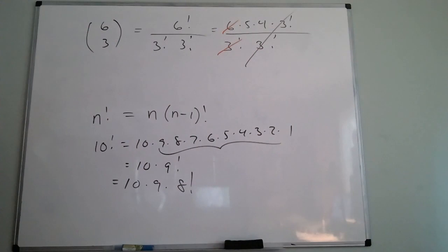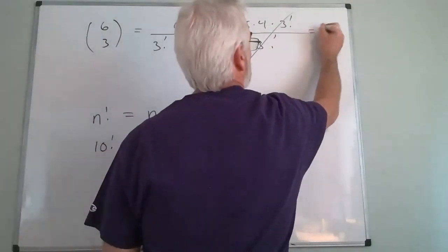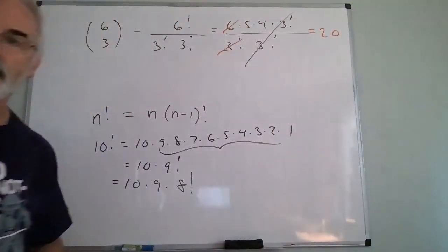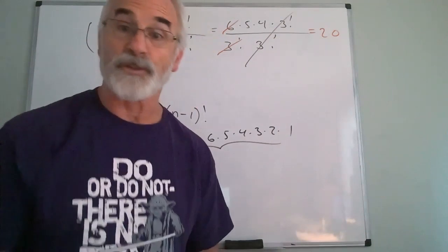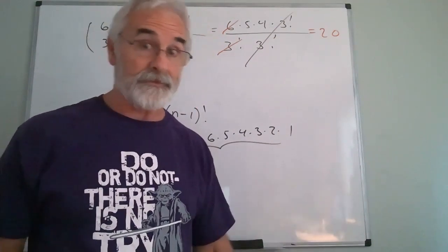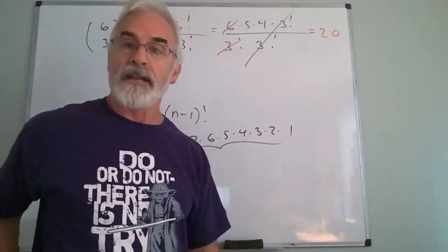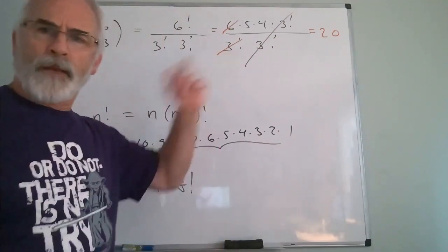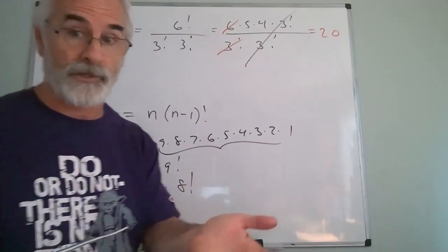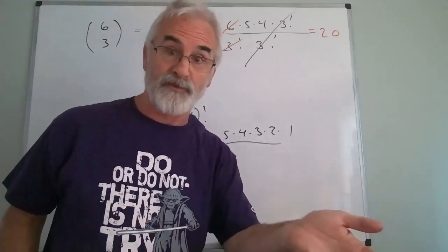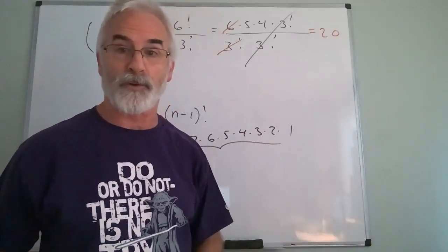I really haven't done anything yet. And now I can say my answer is 20, 5 × 4. So this is how you manipulate combinations when you don't have a calculator. That's how you have to do it. Now, what if I'm not good at multiplying those two? Well, that's what the calculator on the screen would allow you to do. It'd allow you to multiply 5 × 4. It just won't allow you to input a 6!.